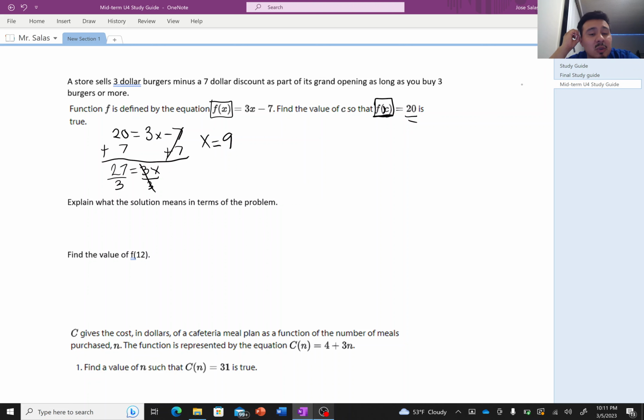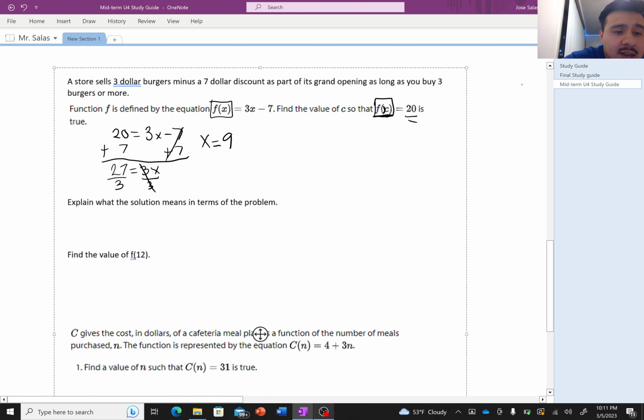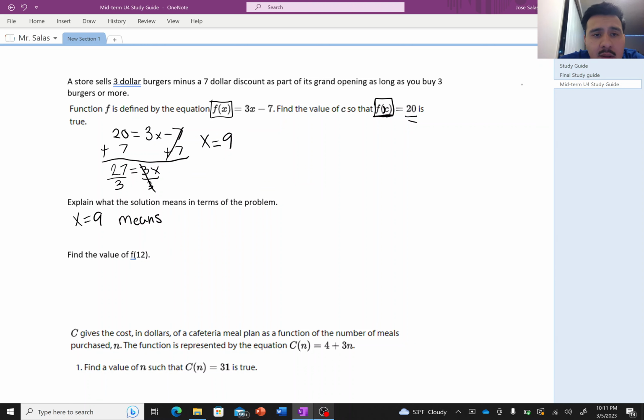Okay. Explain what the solution means in terms of the problem. So what is our x telling us in terms of the problem? Well, our x represents the number of burgers we bought, right? So x is equal to 9 means 9 burgers. What do we know about 9 burgers? How much did they cost? Well, we know that they cost $20. So x is equal to 9 means that 9 burgers cost $20.